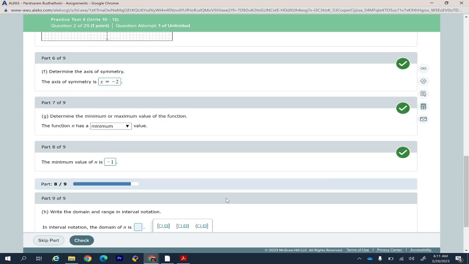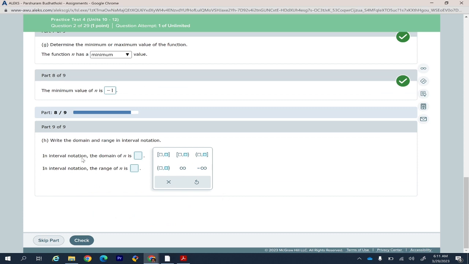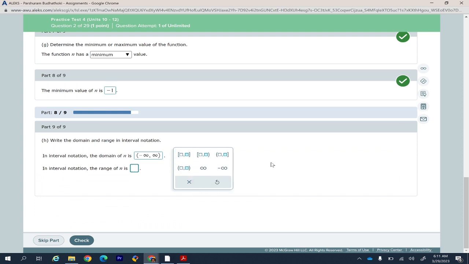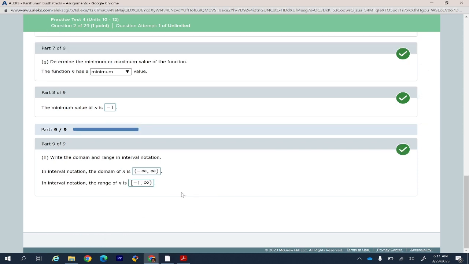Always keep in mind, the parabola gives you either a maximum value or a minimum value. The domain for the parabola is always all real numbers, and the range, if it's concave up, starts from the vertex and goes up to infinity. So that means it starts from -1 and goes up to infinity. Okay, so that's question number 2.